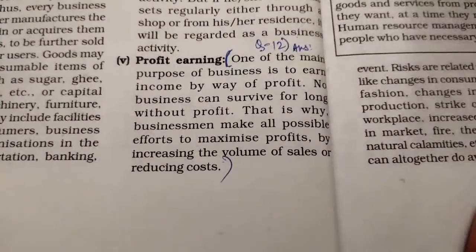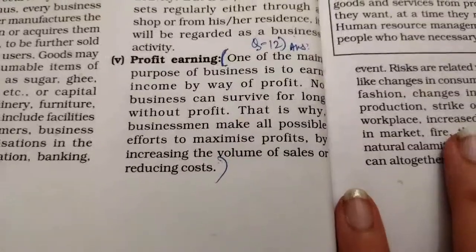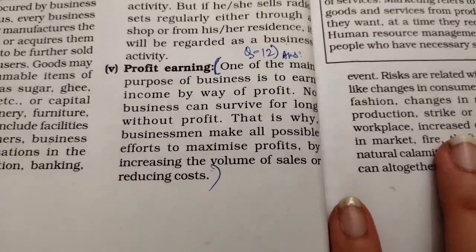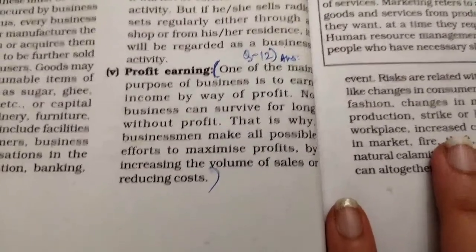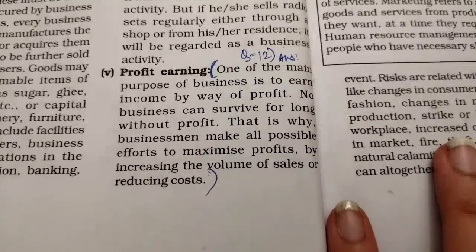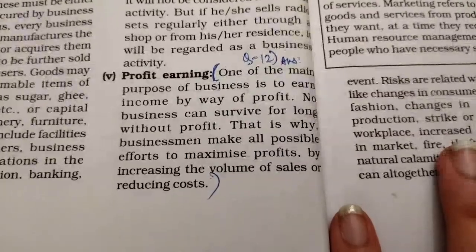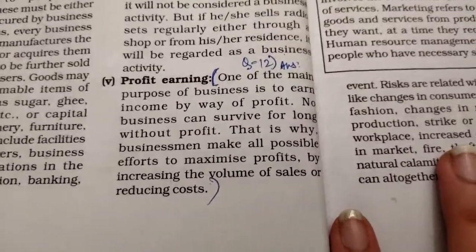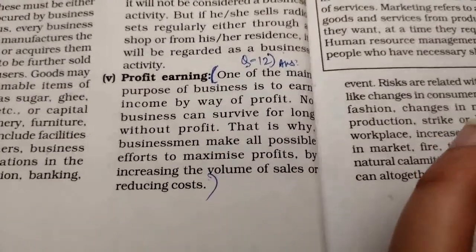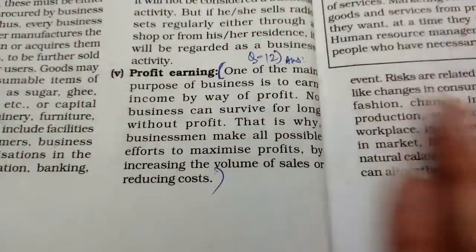Now, the fifth point is profit earning. One of the main purposes of business is to earn income by way of profit. No business can survive for long without profit, and that is why businessmen make all possible efforts to maximize profits by increasing the volume of sales or reducing the cost and improving their production and services. The main motto or objective of business is to earn profit.